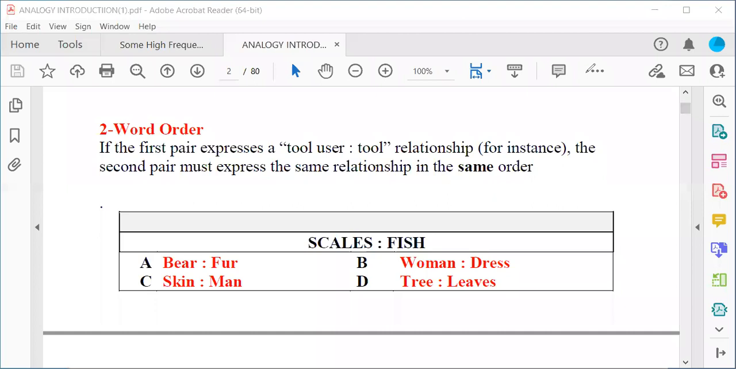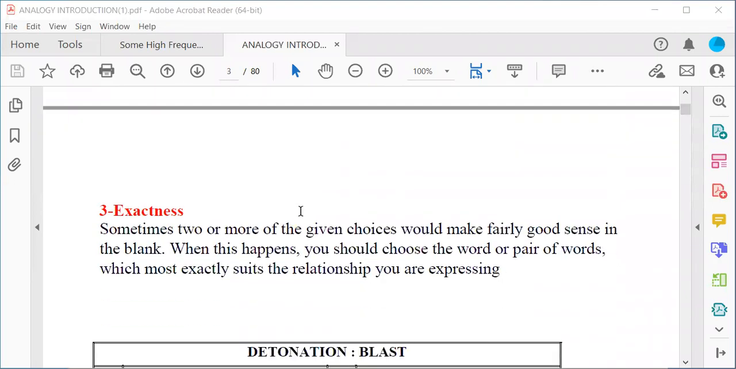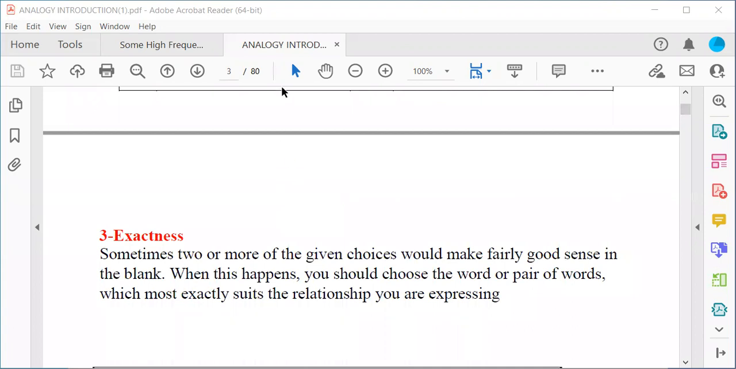And the third one is called exactness. What do we mean by exactness? Sometimes you have two or more answers that seem good answers for the first pair, and you are not sure which one is the correct one. Now, what we do in this stage is go to this step, which is called exactness. We have to look for the answer that most exactly fits that situation.